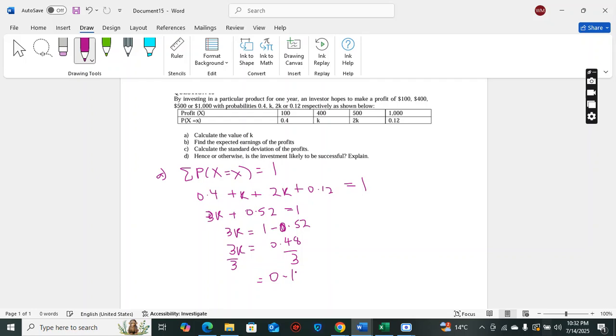Colleagues, are we all getting 0.16? Any questions?